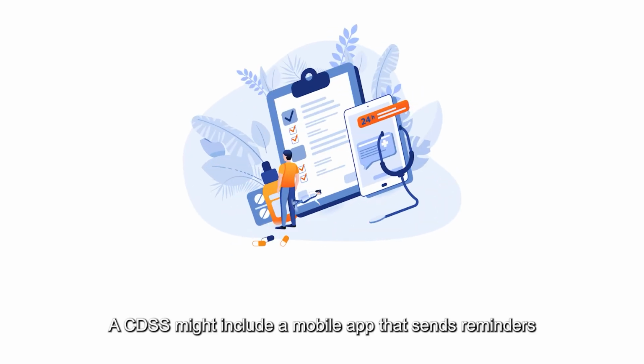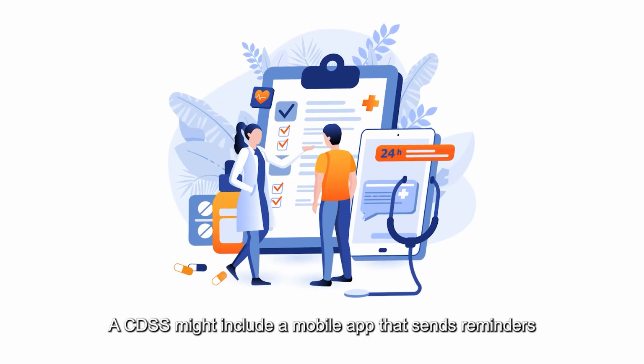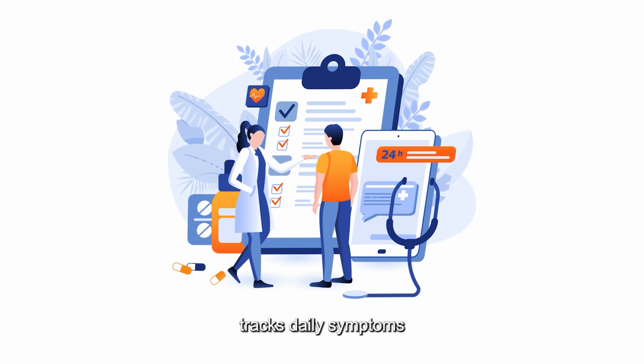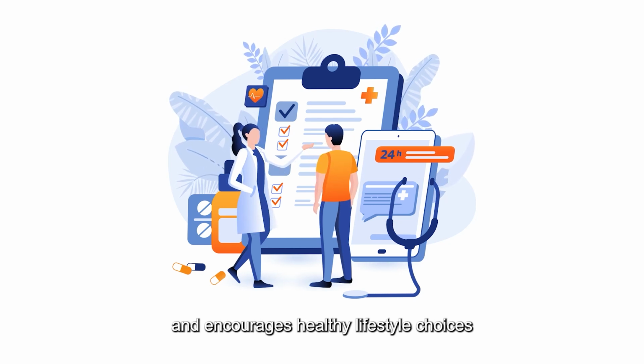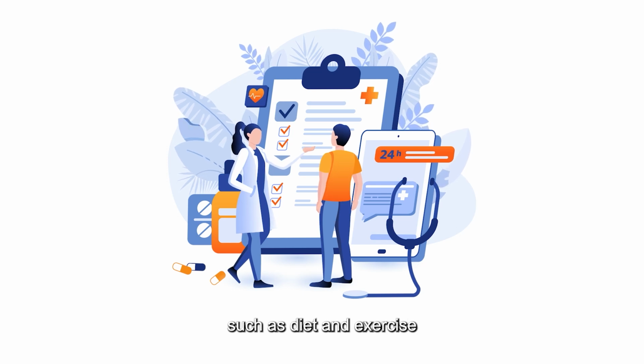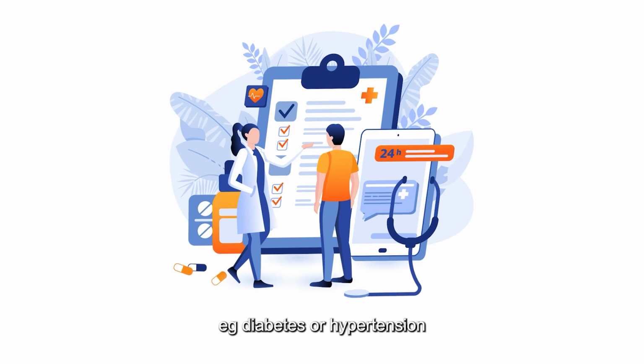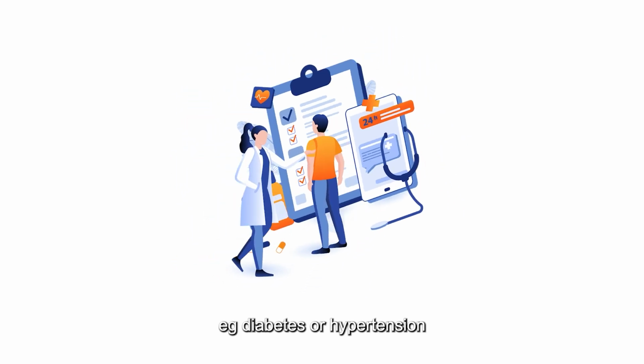Example: a CDSS might include a mobile app that sends reminders for medication refills, tracks daily symptoms, and encourages healthy lifestyle choices, such as diet and exercise, based on the patient's chronic condition, e.g., diabetes or hypertension.